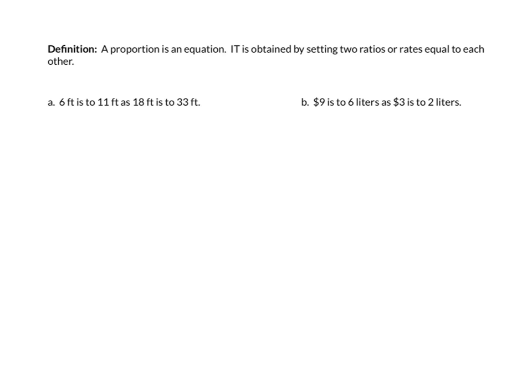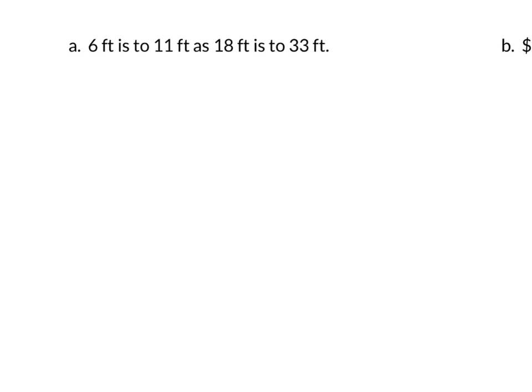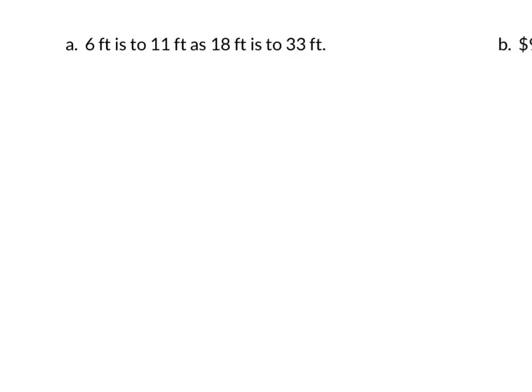So what is a proportion? A proportion is an equation obtained by setting two ratios or rates equal to each other. So let's go ahead and look at a couple of examples just to see what this looks like. So what we have is, for example A, we have 6 feet is to 11 feet as 18 feet is to 33 feet.